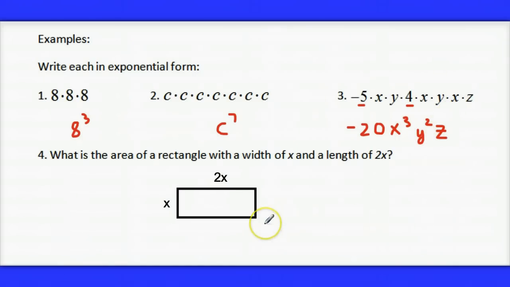We've talked about perimeter of rectangles. Talking about area of rectangles means multiplying the length times the width. So in this example, we'd have x times 2x, but an easier way to write the area for this would be to say 2x squared.